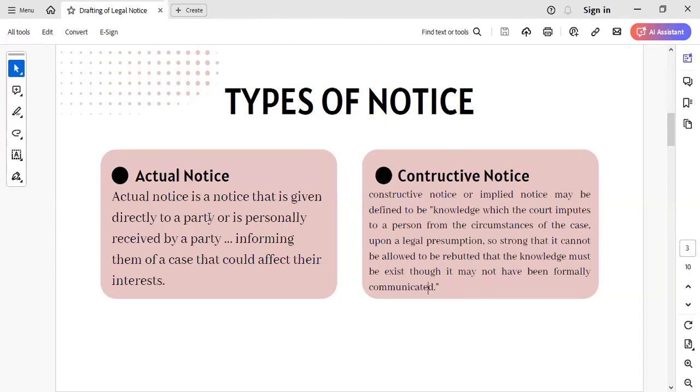So actual notice is something which is sent personally and received by the party personally, informing about the case, right? Now, what is constructive notice? Constructive notice is sent by the court itself. Understood this point, actual notice and constructive notice? Yes, sir.